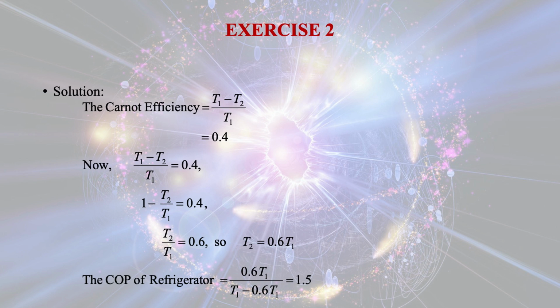In this case, the Carnot efficiency is equal to T1 minus T2 divided by T1, that is given as 0.4. Put the value, you will get T2 is equal to 0.6 T1. But coefficient of performance of refrigerator is T2 divided by T1 minus T2. Put the value of T2 as 0.6 T1. Then finally you will get the coefficient of performance of refrigerator is equal to 1.5.